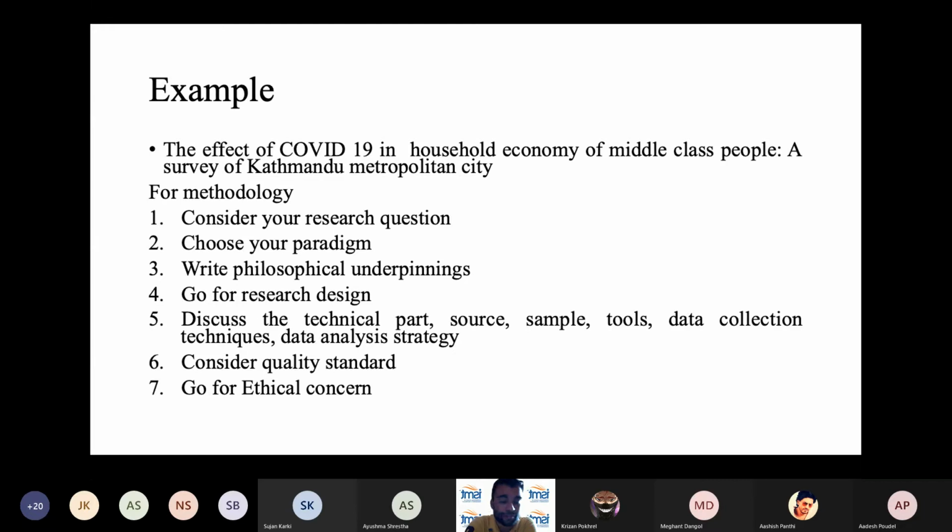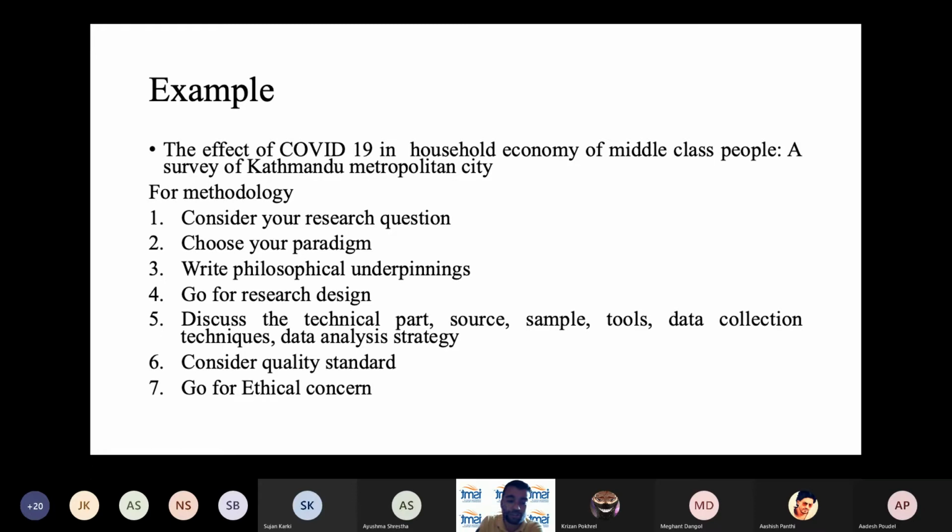Choose your research paradigm, which means which research philosophy, or your assumption regarding the ontology and epistemology, and write your philosophical underpinning. That is your own. If you choose positivism, then you have to write the ontology and epistemology of your research in writing the philosophical underpinnings. Okay, and you have to go for the research design.